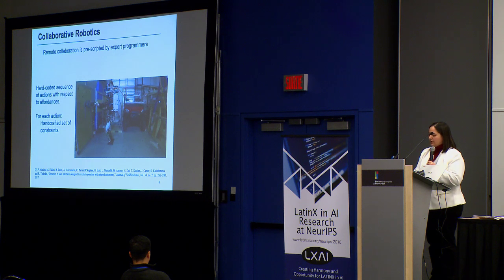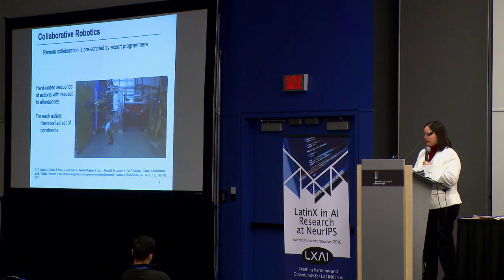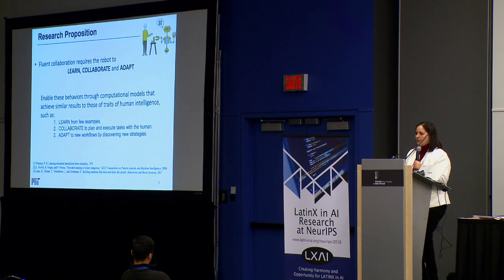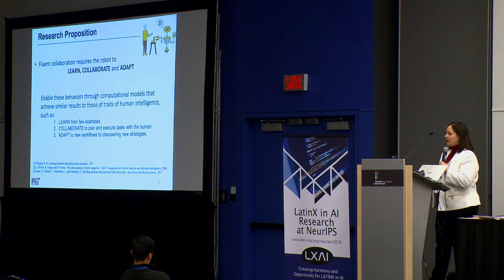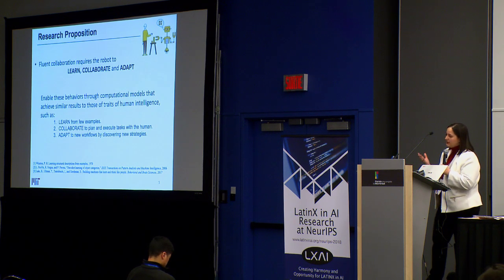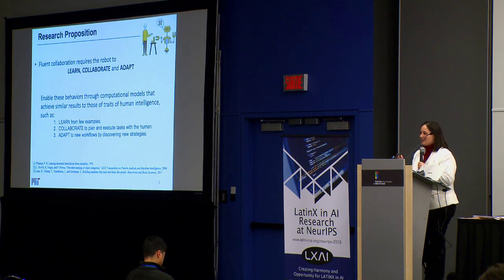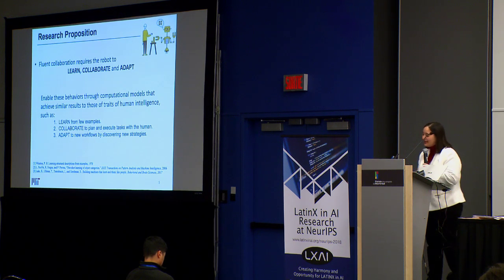So in my work, I'm trying to move from this paradigm to something in which the robot is a more fluent collaborator. And my research proposition is that that involves equipping the robot with some capacities that are more intelligent. And I'm very inspired by human intelligence because it's the best proof of existence that I have access to.